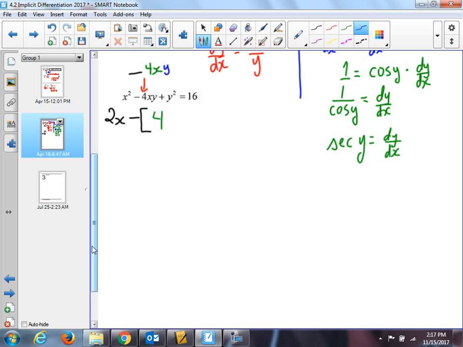Leave the second thing alone. That's the product, right? Plus, first thing left alone, the derivative of the second thing. The derivative of y with respect to x, dy by dx, okay? Now, how's that working for you?